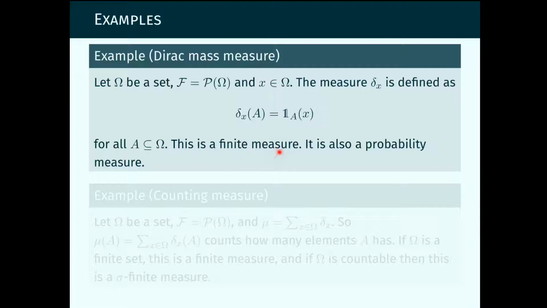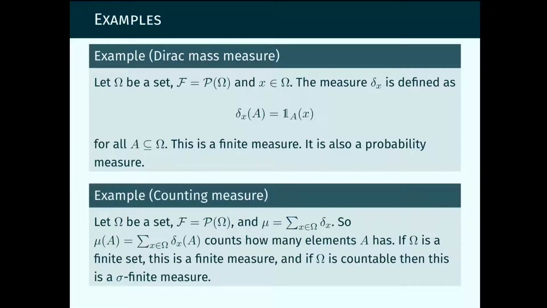Is this a finite measure? Yes, of course it is a finite measure, because the measure delta x of the entire sample space omega is 1, so it is finite. And it is also a probability measure. We have not yet defined probability measures, but this is also a probability measure.